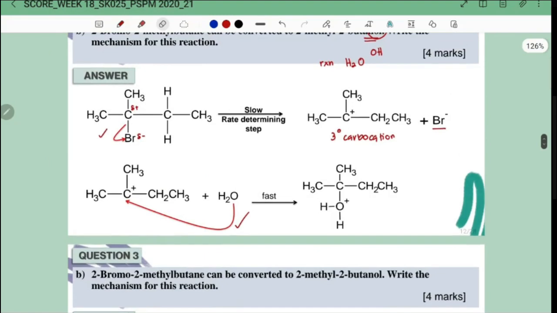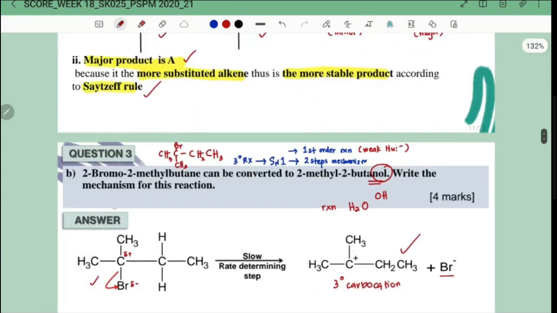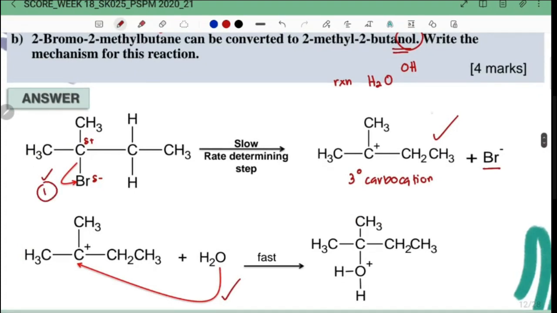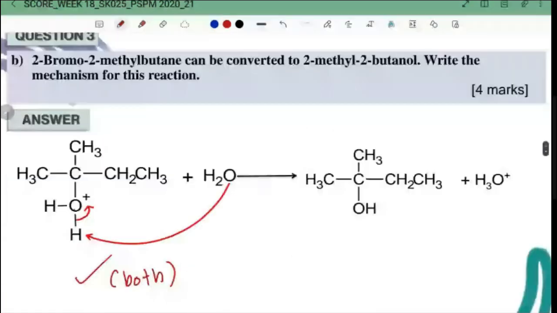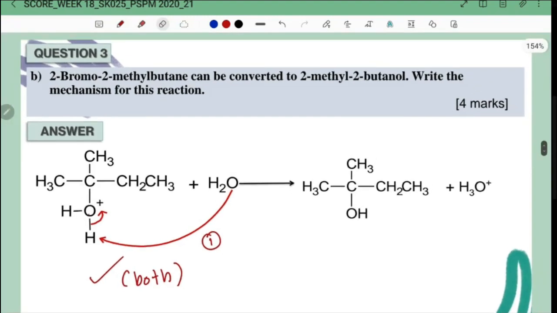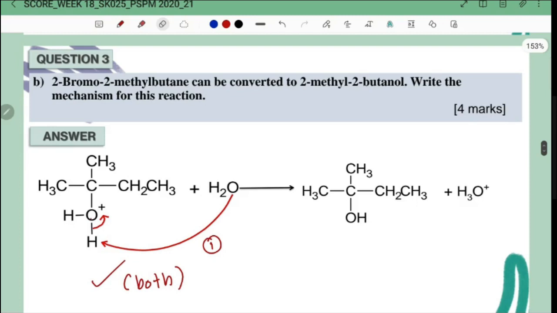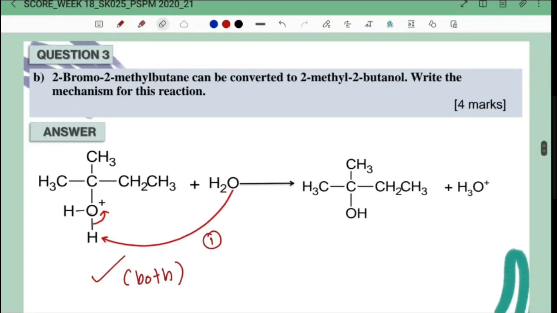So here, as we can see, 1 mark for the arrow from C-Br. Next mark is for the carbocation. Then the arrow from water and the arrow from the lone pair, both arrows must be there to get the mark. For the marks here: carbocation, arrow from water, lone pair of water attacking the carbocation, and the sharing between O and H both goes to oxygen, 1 mark. So this comes from the SN1 mechanism of 2-bromo-2-methylbutane to prepare 2-methyl-2-butanol.